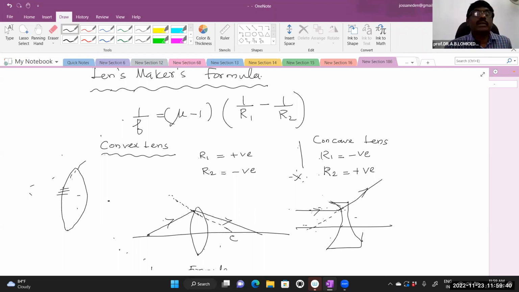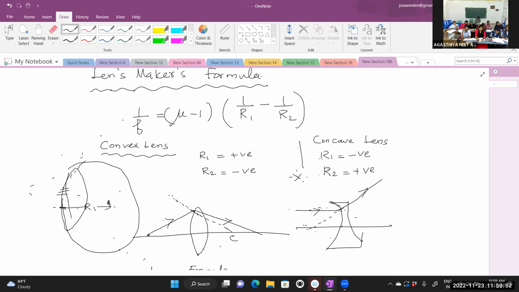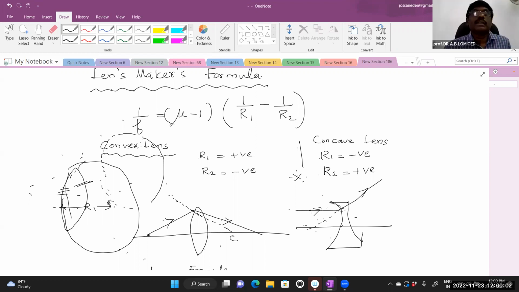But in this portion, this is a part of that spherical surface. For this, the center will be here. This distance is R1. When you consider this portion, it is a part of the spherical surface. The center of this portion will be on the left-hand side. This distance is R2.